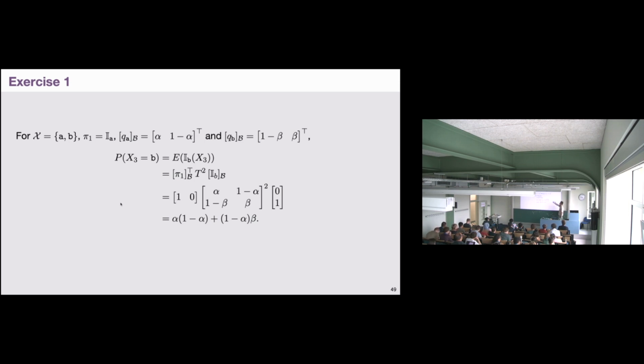What are the possible ways that I can go from A to B in 2 time steps? It's to either go from A, stay in A, and go to B, which is alpha times 1 minus alpha. Or we can go from A to B and stay in B, and this is 1 minus alpha times beta. So that's how we can do a quick sanity check.